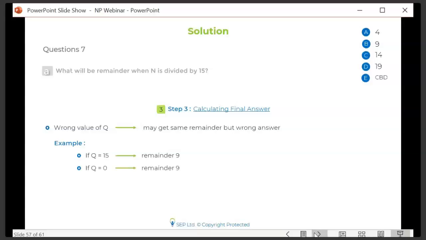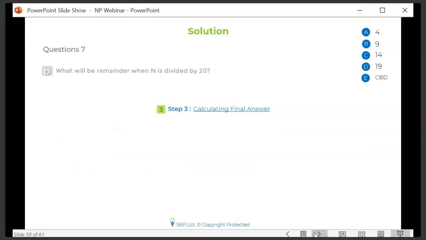So some of you might end up marking the answer as 9, thinking that, hey, I'm getting 9 in both the cases. But you may end up missing a case where, if you take Q equal to 1, you'll get the remainder as 4. So there are different values also possible. So how many cases will you check? It does not make sense to check so many cases. And that is why whenever you see CBD, there's always a chance of making a mistake and you should not go about doing it.